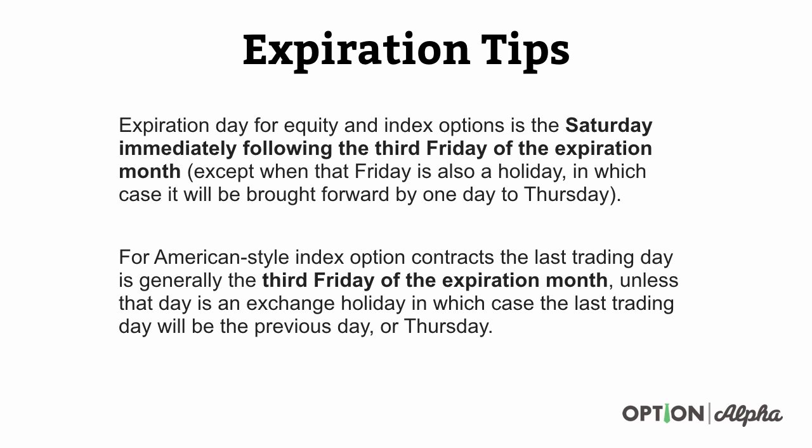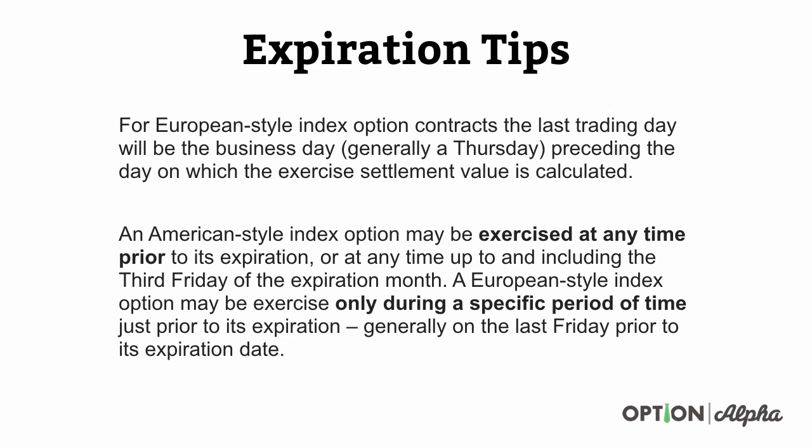Most people consider Friday really the last expiration day. So again, for American style index options contracts, the last trading day is generally the third Friday. Again, unless it's a holiday, in which case it brings forward to Thursday. For European style index option contracts, and we'll get into all this later on in the video, it's important to note right off the bat, the last trading day will be the business day, generally Thursday, preceding the day in which exercise settlement value is calculated.